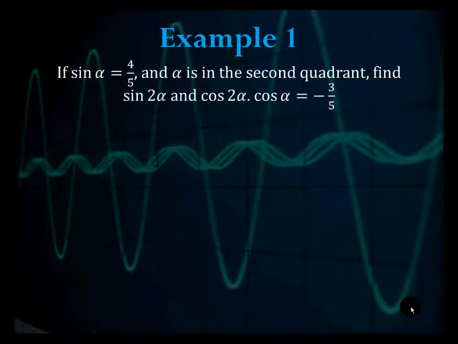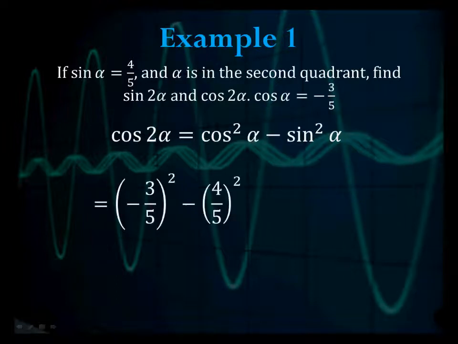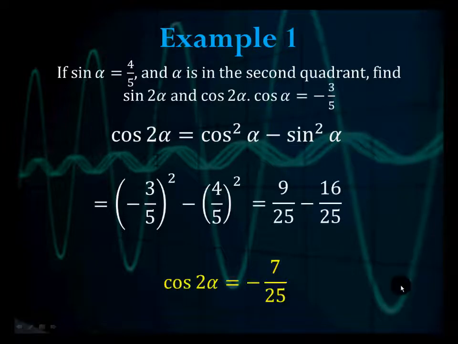For the cosine of 2 alpha, here's your formula: cosine squared alpha minus sine squared alpha. You could use one of the other formulas too, actually. And so you get negative 3/5 squared minus 4/5 squared, which comes out to negative 7/25. Now, you're right. If you just used 1 minus 2 sine squared alpha, you would have gotten the same thing. You would have gotten 1 minus 32/25, which is negative 7/25.